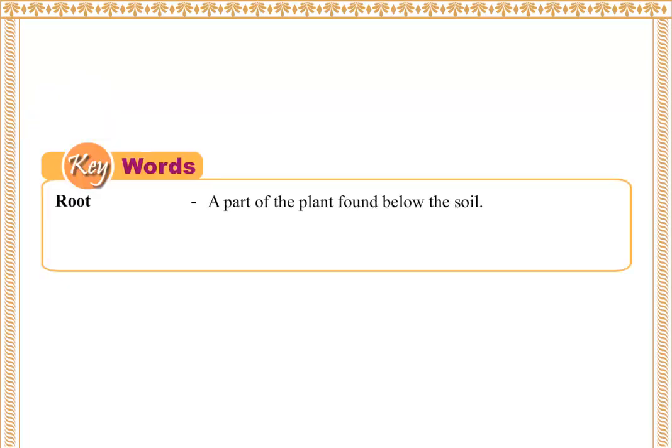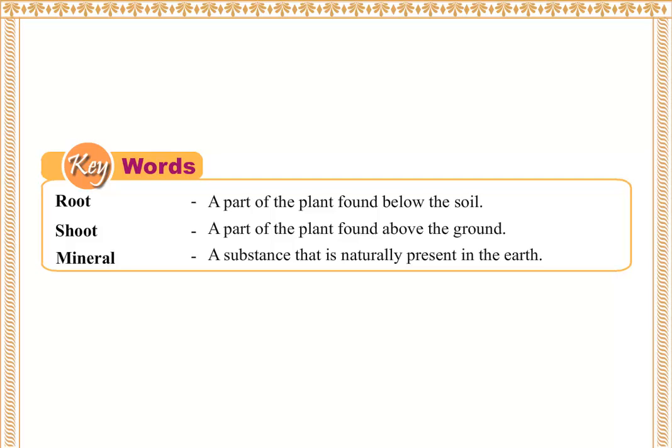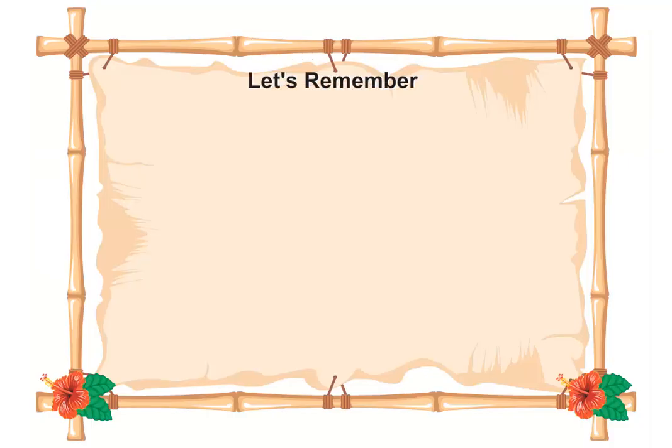Key words. Root. A part of the plant found below the soil. Shoot. A part of the plant found above the ground. Mineral. A substance that is naturally present in the earth.